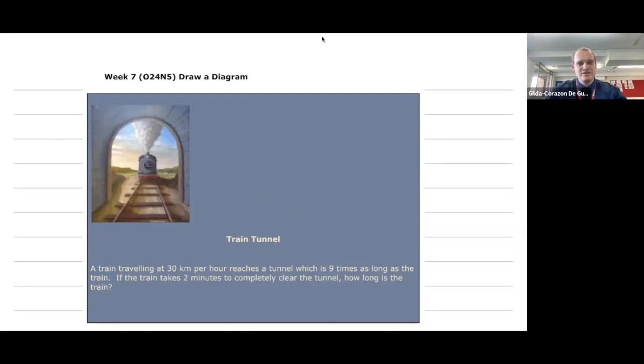Okay, so here's our question. We've got a train traveling at 30 kilometers per hour, reaches a tunnel which is 9 times as long as the train. If the train takes 2 minutes to completely clear the tunnel, how long is the train?